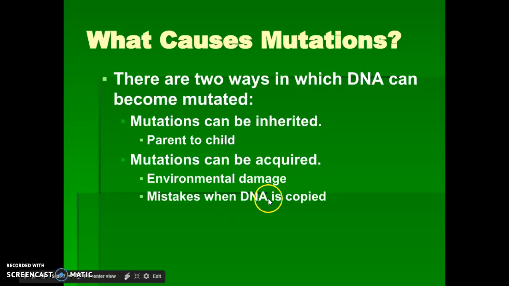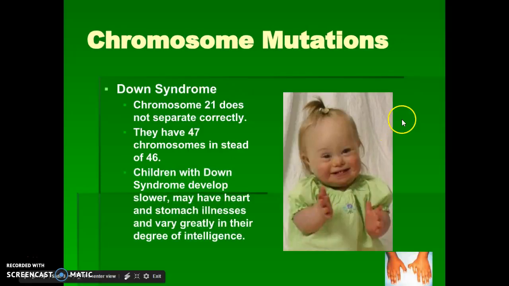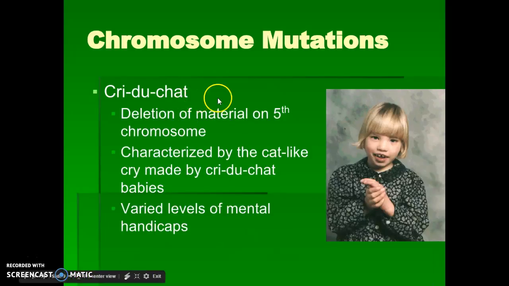There can also be mistakes when DNA is copied in new cells. Down syndrome, what happens with that is chromosome 21 does not separate correctly, so they actually have 47 chromosomes instead of 46. And these are the different things that could occur with Down syndrome. Cri-du-chat: there's actually deletion of material on the 5th chromosome, and this is characterized by a cat-like cry that these babies make, and sometimes they have varied levels of mental handicaps depending on the severity of it.